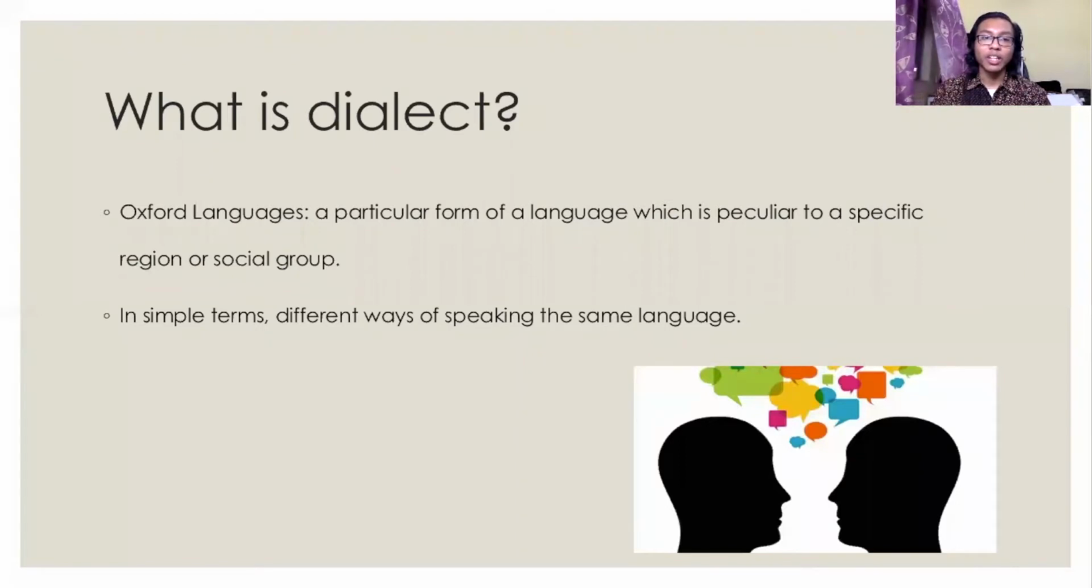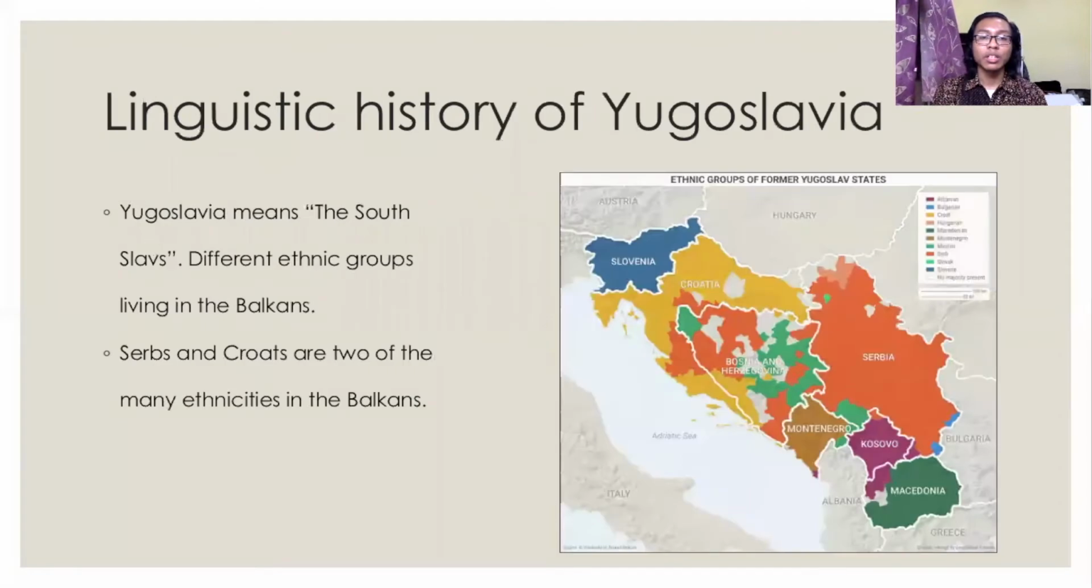We'll begin by discussing what exactly is dialect. Dialect, according to Oxford Languages, is a particular form of a language which is peculiar to a specific region or social group. However, in simple terms, dialect is basically the different ways of speaking the same language, because there are peoples living in different areas and also different social settings, and they adopted the same language, but they speak the same language in different ways, and this phenomenon of speaking the same language in different ways is what we call dialects.